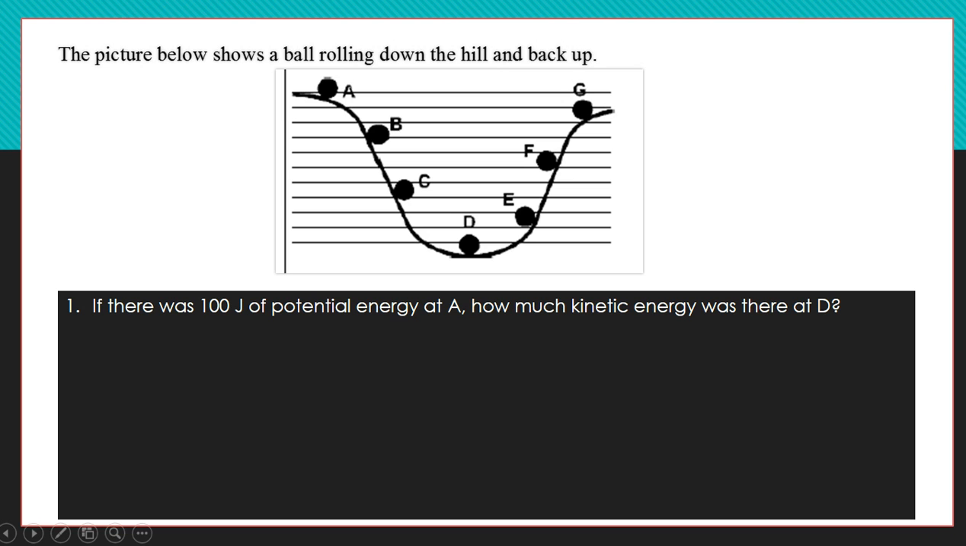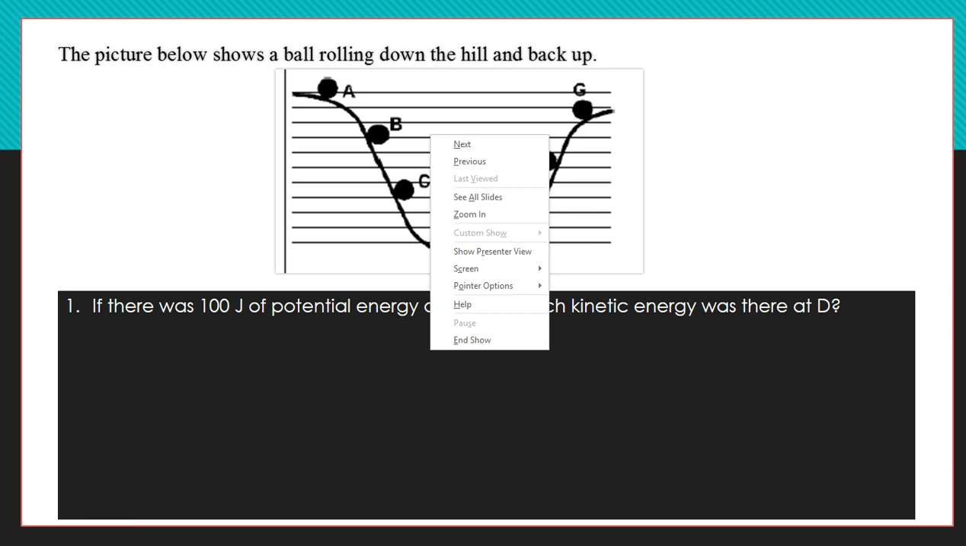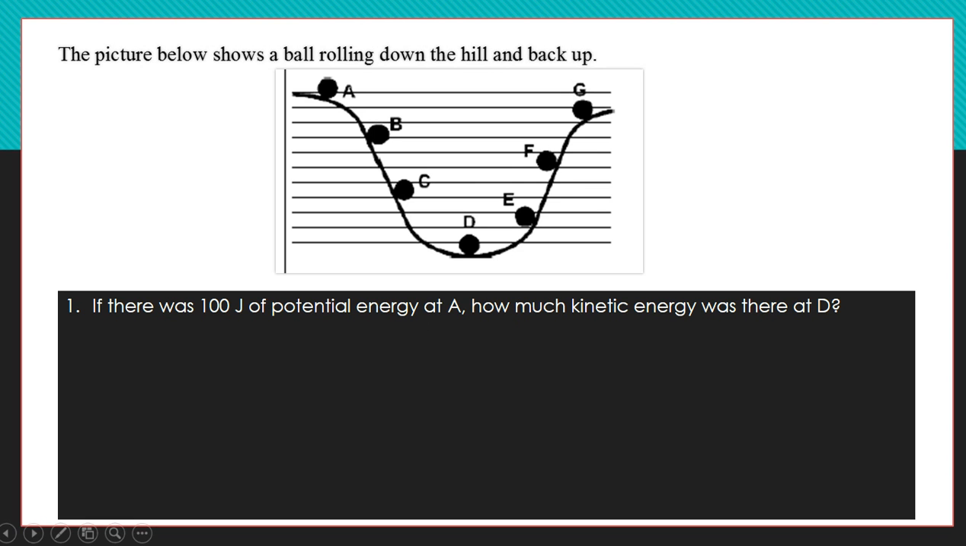How much kinetic energy is there at D? And this goes back to what I asked you earlier. Looking at the roller coaster, it has the highest amount of kinetic energy at the lowest point. And so at D, at the lowest point, that means there is no potential. And so all of this 100 joules of potential has transformed into 100 joules of kinetic energy.